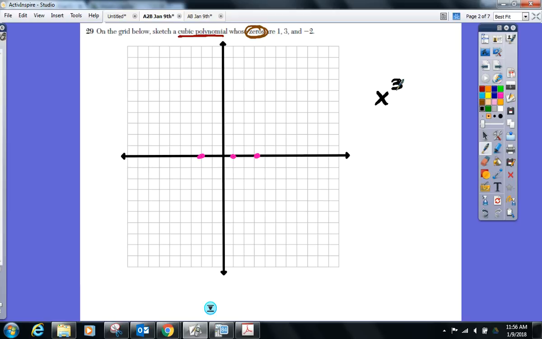Okay, so if it starts high, it'll end low. If it starts low, it'll end high. All right, where do you want this graph? Let's make a decision. Where do you want it to start? High or low? Low.